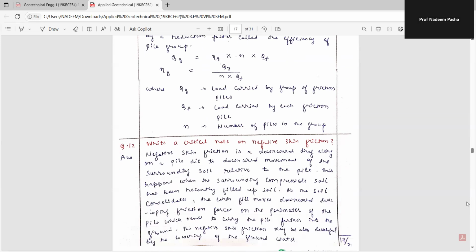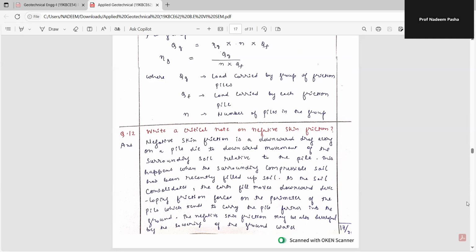Write a critical note on negative skin friction. Negative skin friction is a downward drag acting on a pile through a downward movement of the surrounding soil relative to the pile. This happens when the surrounding compressible soil has been recently filled up. As the soil consolidates, the earth fill moves downward, developing friction forces on the perimeter of the pile, which tends to carry the pile further into the ground. The negative skin friction may also be developed by the lowering of the groundwater.